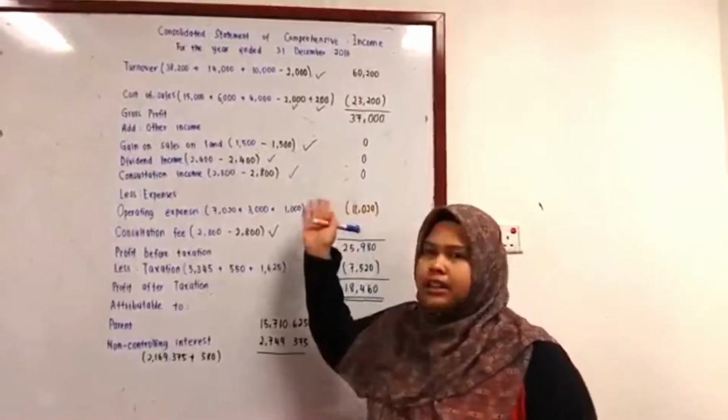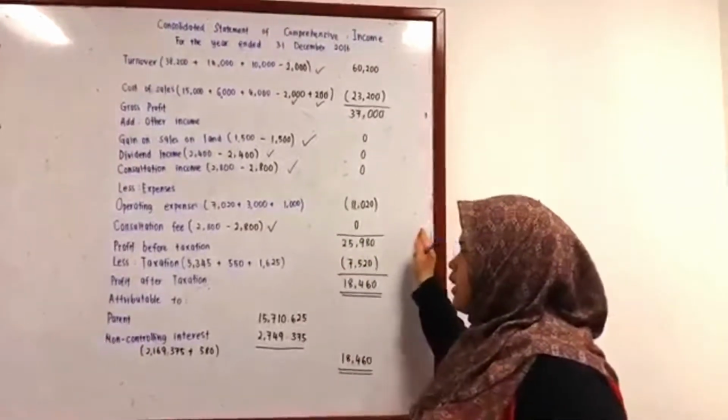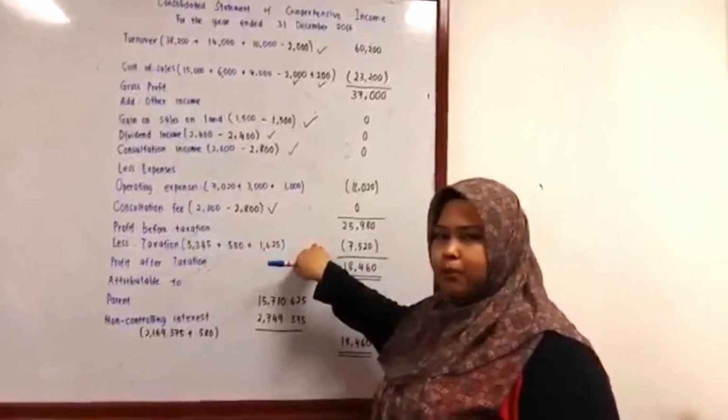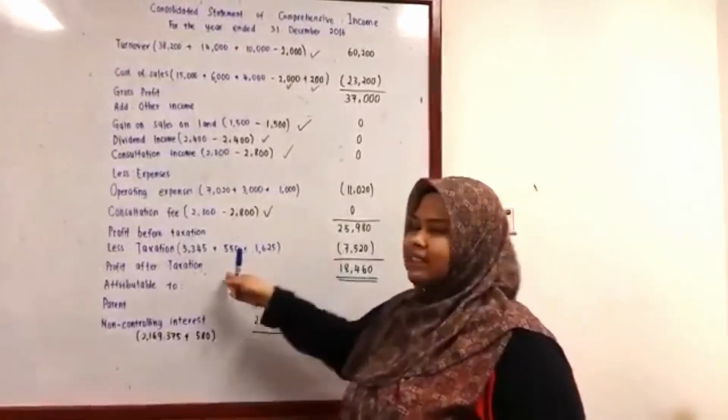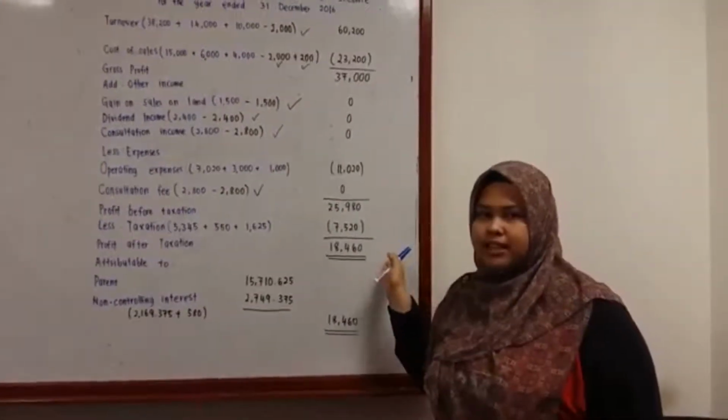Okay, after all the adjustment, we need to calculate the total for every account to find the profit before taxation. After that, we need to minus the taxation. Only then we get profit after taxation, which is 18,460.